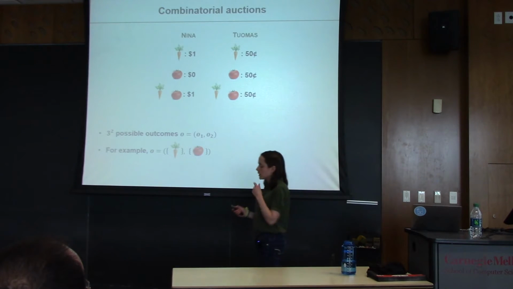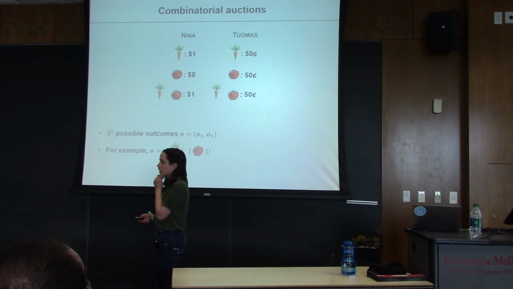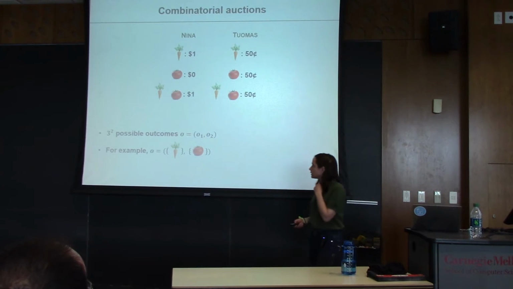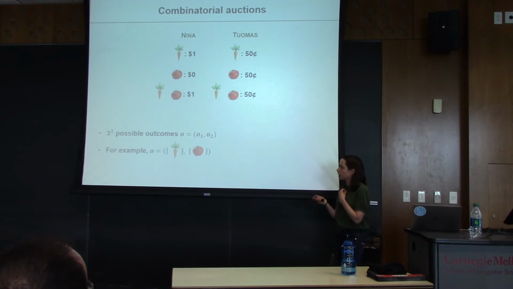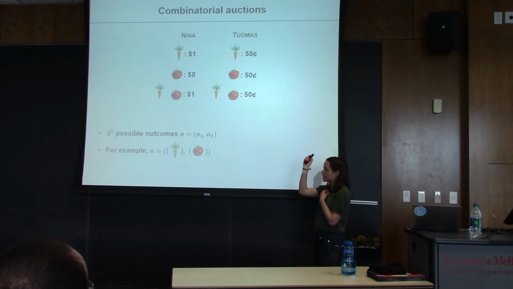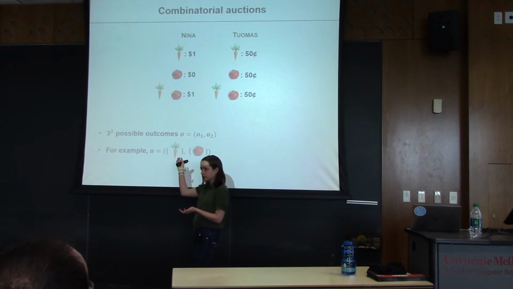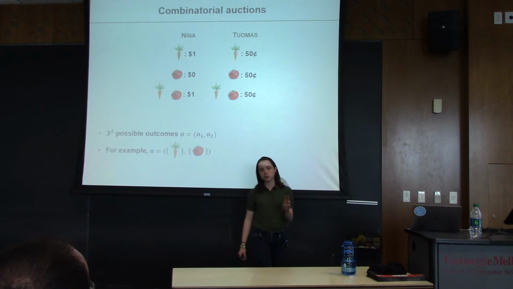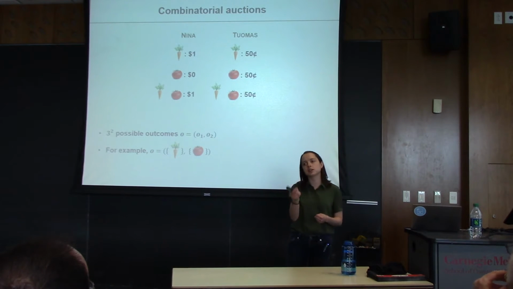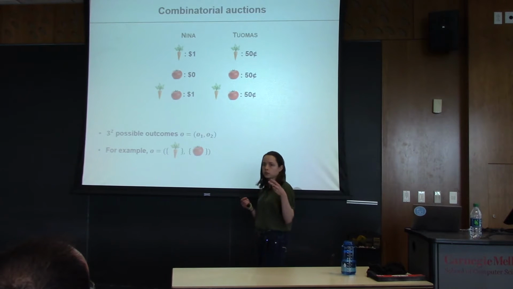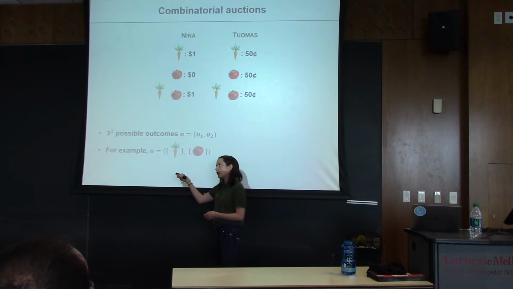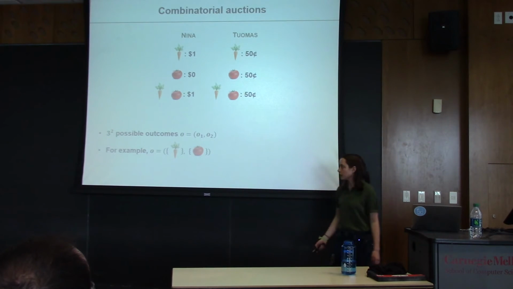Now some notation so that I can talk about these multi-item auctions. Here's a simple example I'm going to use throughout, of some valuations Nina and Tuomas have for 2 goods. In this example, there are 3 to the 2 possible outcomes. There are 2 items, and each item can go to either Nina, Tuomas, or nobody. I'm going to denote these outcomes by this vector. So the carrot goes to Nina, and the tomato goes to Tuomas in this example.